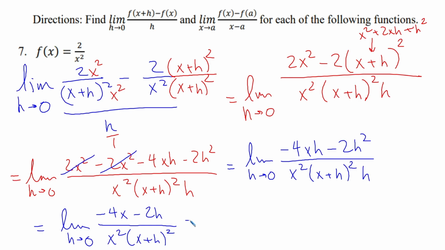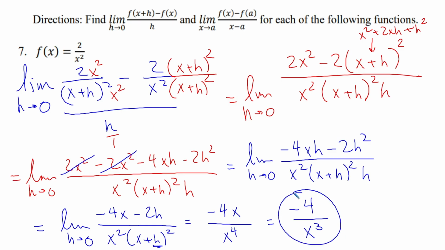Okay, we can plug in 0 for h. So we now have negative 4x in the numerator, because minus 2h will become 0. And this h will become 0, so it's just x squared times x squared in the denominator, which we should know to be x to the 4th. Then we can simplify that down just a bit, cancel an x from the numerator with an x from the denominator, and we get negative 4 over x cubed.